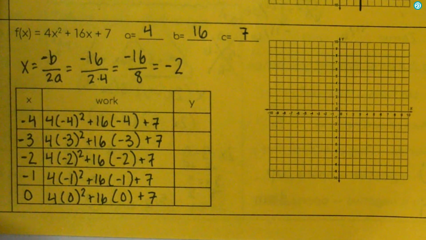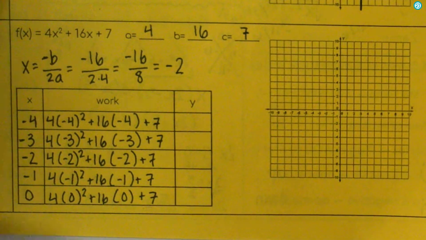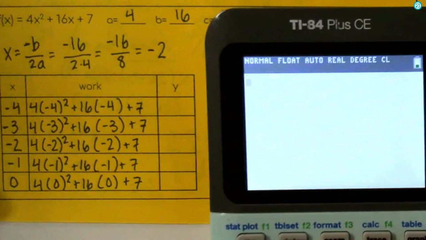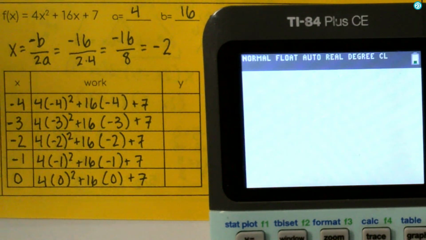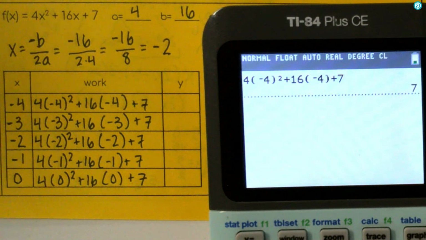All right. Any questions on filling out the table? Okay. If you don't remember from Friday how to plug it in, I would pause filling out the table. I'll leave this up here and you can get it back in a second. And I would pay attention to how to plug it into the calculator. So 4 open parentheses -4 squared plus 16 times -4 plus 7. So once I get that plugged in the calculator, I can get my solution to that. It's 7.